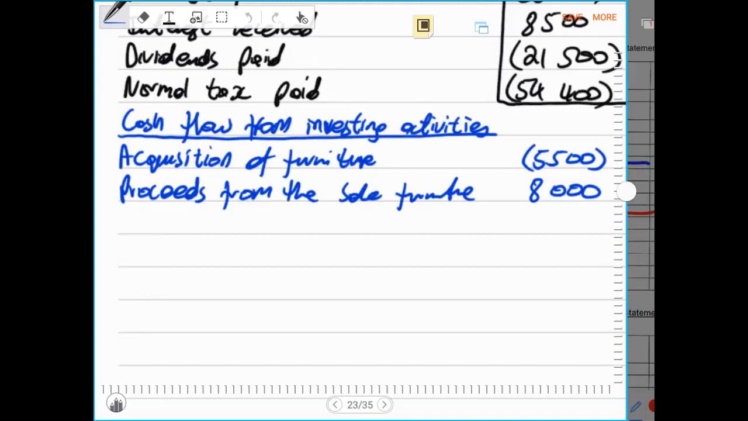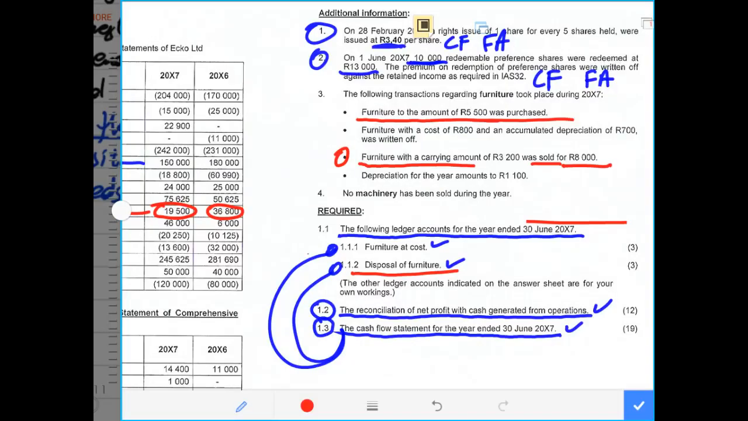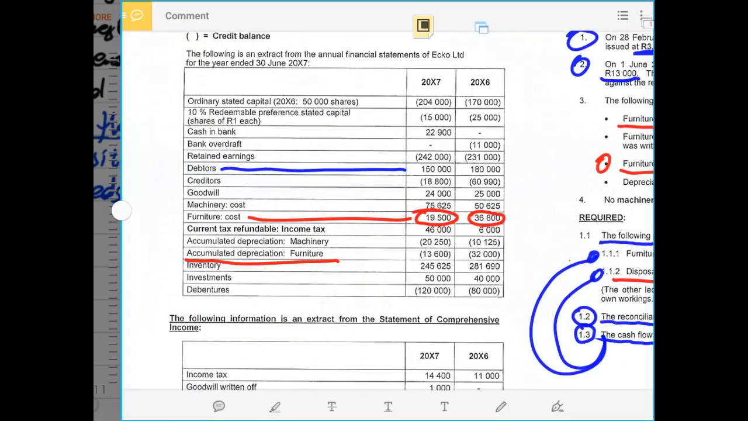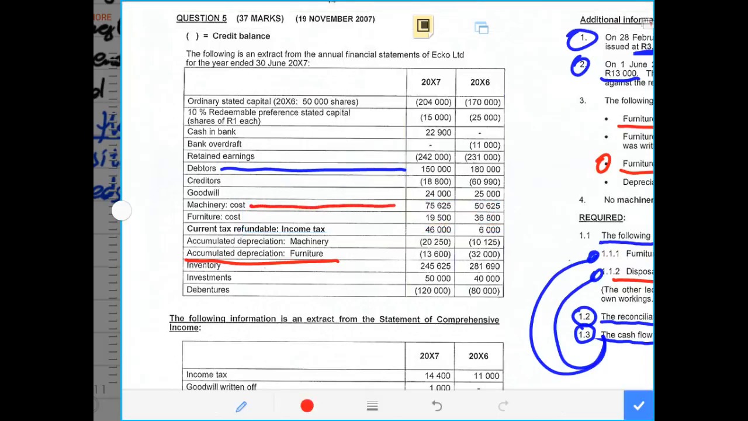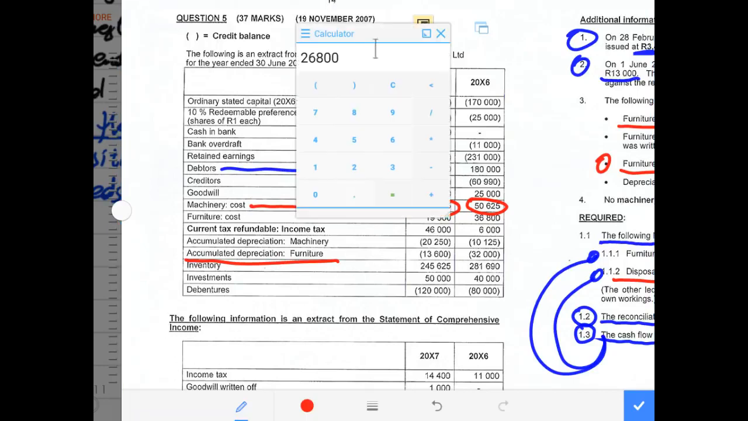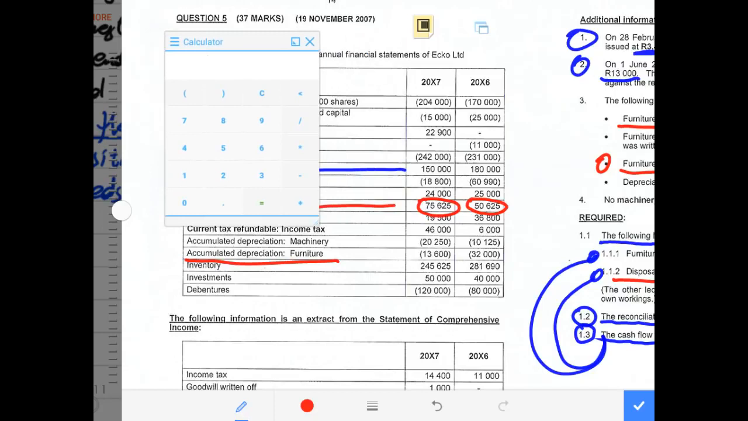So now we have to look for another asset that was bought maybe during the period. And we do have another asset that we have to take into account, and that other asset is machinery. Then I will look for machinery, and our machinery cost price in the previous year was 50,625. In the current year, 75,625. So now we see that there is an increase in the machinery. That means we might have bought a machine in the current year.